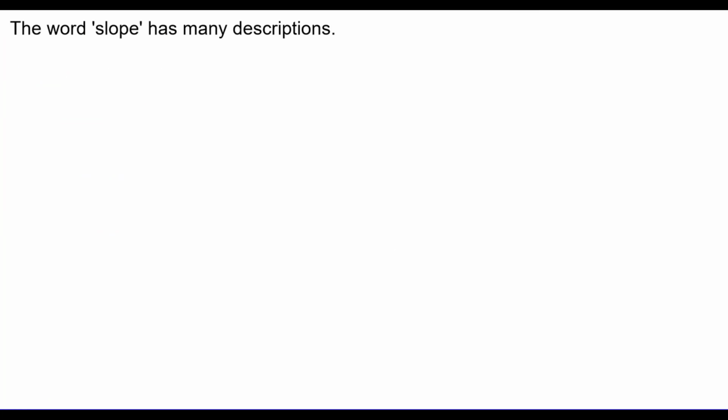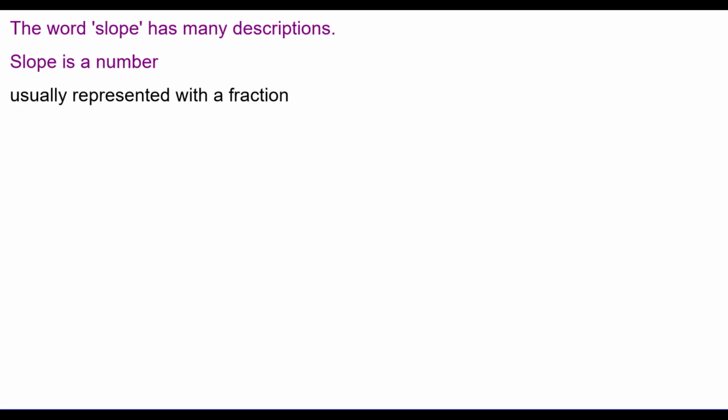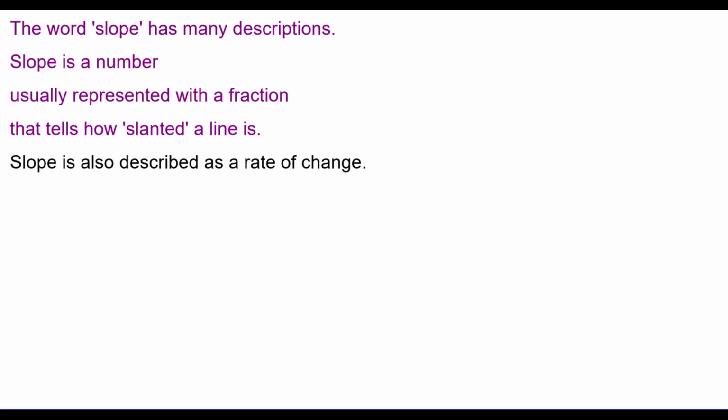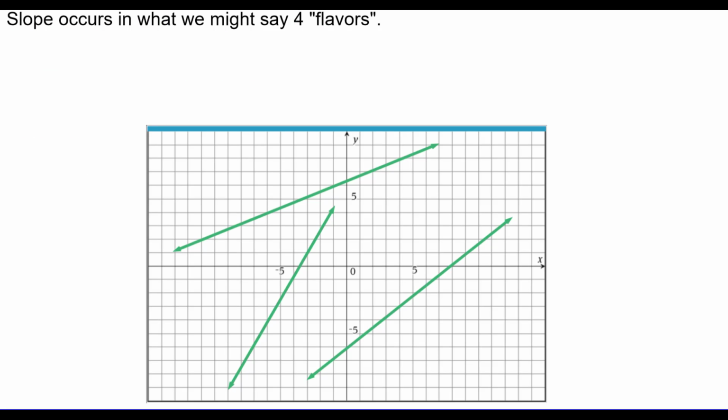The word slope has many descriptions. Slope is a number, usually represented with a fraction, that tells how slanted a line is. Slope is also described as a rate of change, which we'll discuss later in this video. Slope occurs in what we might say are 4 flavors.